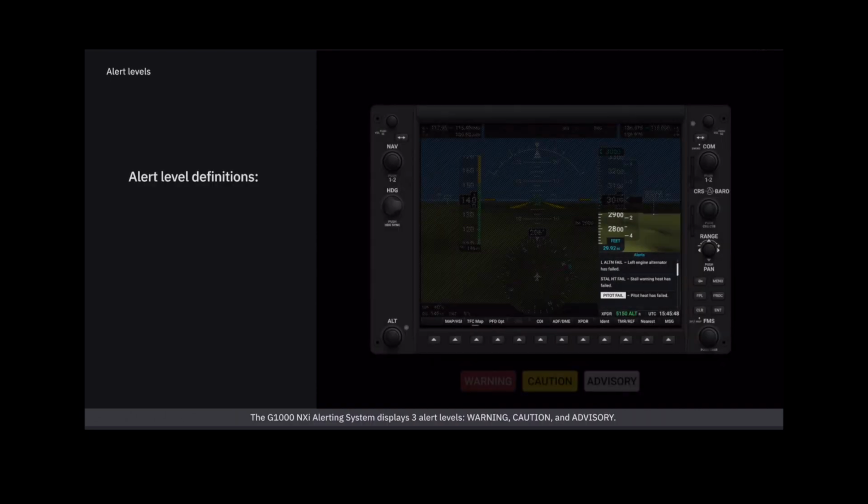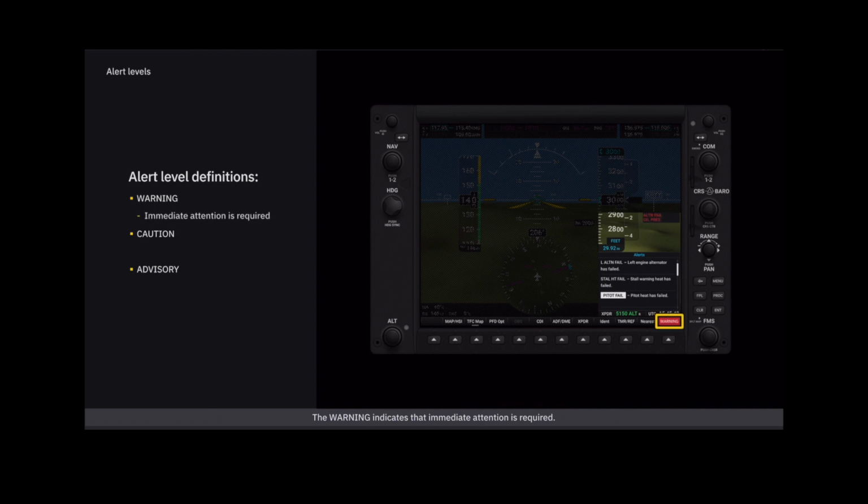The Garmin G1000 NXI alerting system displays three alert levels, which are warning, caution, and advisory. The warning indicates that immediate attention is required. The caution indicates the presence of abnormal conditions that may require intervention. The advisory provides general information.